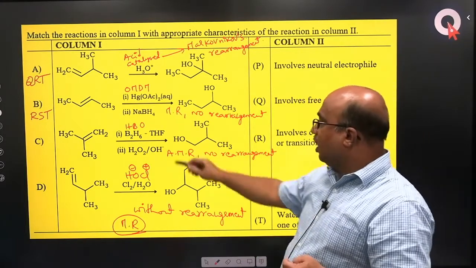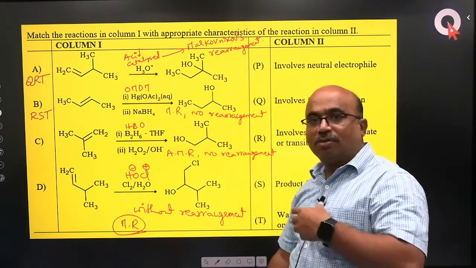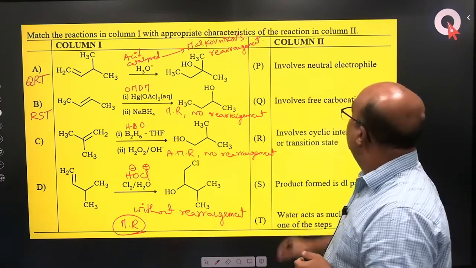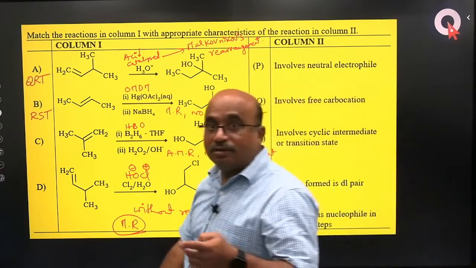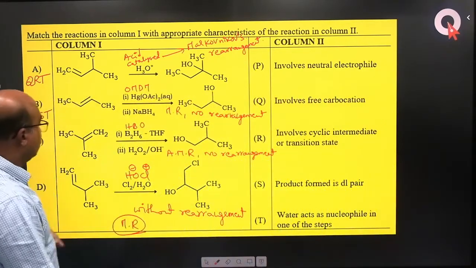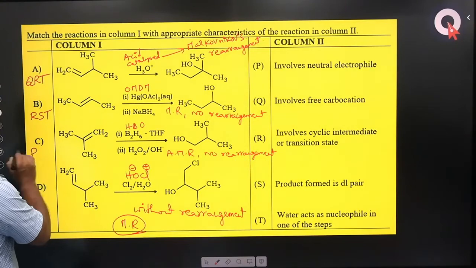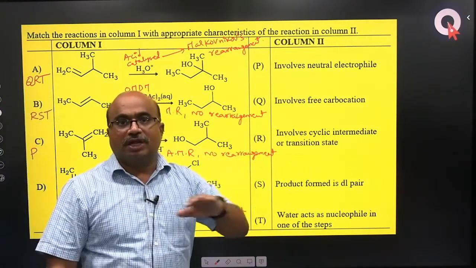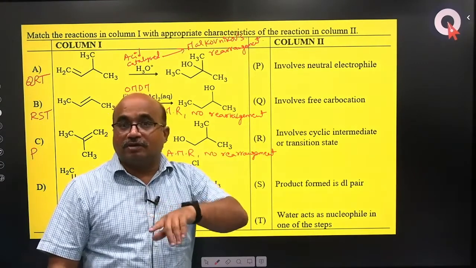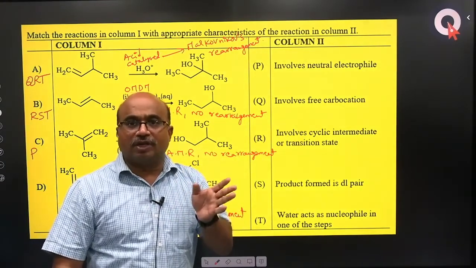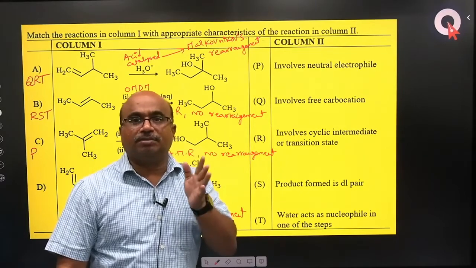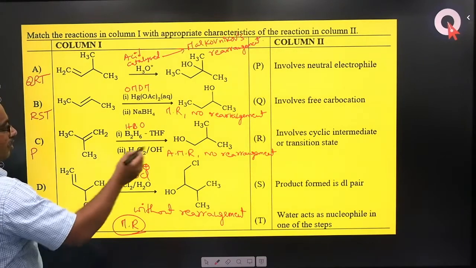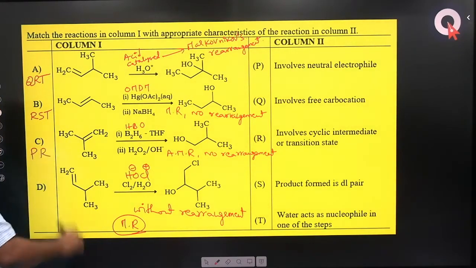Next, coming to the diborane, HBO, hydroboration oxidation. Diborane is a neutral molecule. So it involves a neutral electrophile. So this you will say P. It involves a formation of a free carbocation. No. The reaction doesn't go through the carbocation, because there is no rearrangement. If carbocation was there, then there is a possibility of rearrangement maybe. So carbocation will not exist, cyclic intermediate exists. So you can say that is also there for this.